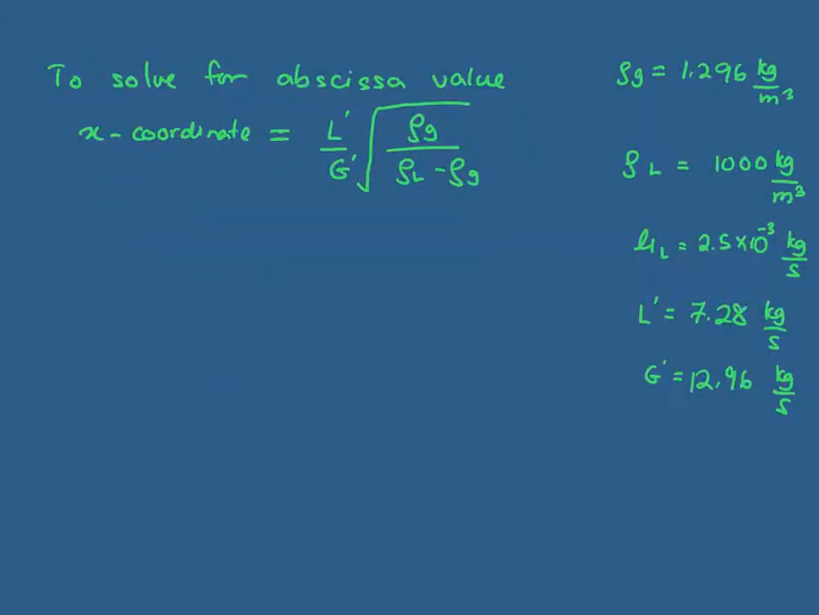Okay, based on the calculation that we have made, we have a few data that we can substitute into the formula to solve for the abscissa value, because the x coordinate, or the abscissa value, is given by the ratio of liquid and gas multiplied by the square root of density of the gas over density of liquid minus density of the gas. So we can substitute these values into the formula to get the abscissa value. Can you do that?